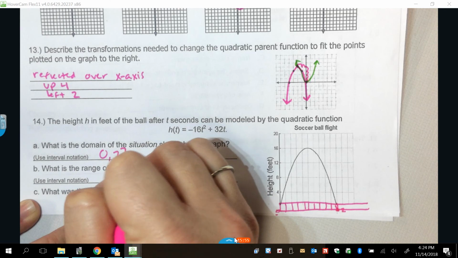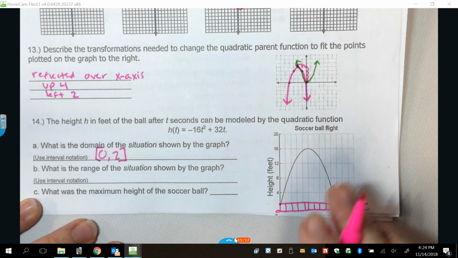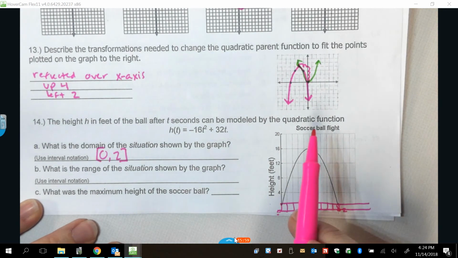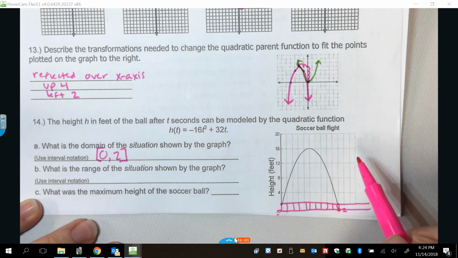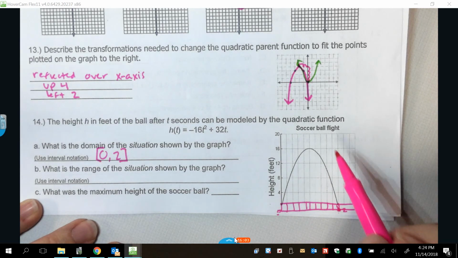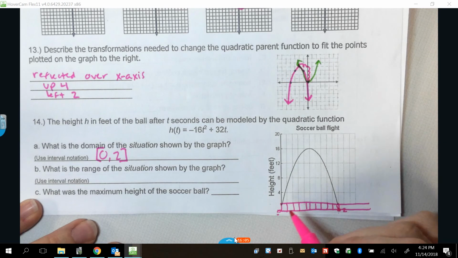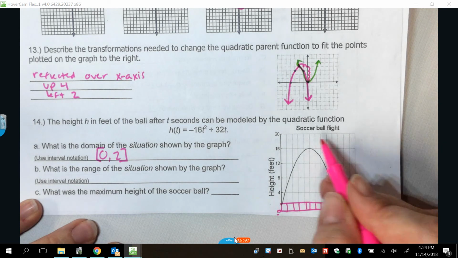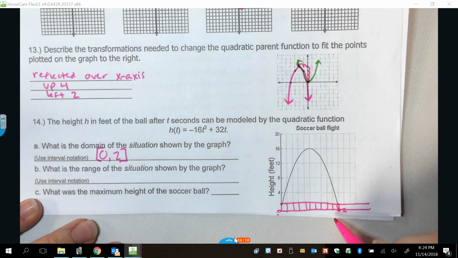Now, why is this not negative infinity to infinity? Because we have a situation. We're kicking a soccer ball. Do we kick a soccer ball and it goes forever? No way. Okay? Nobody's strong enough to do that. So it goes from 0 when we started all the way till 2 seconds when it was done.